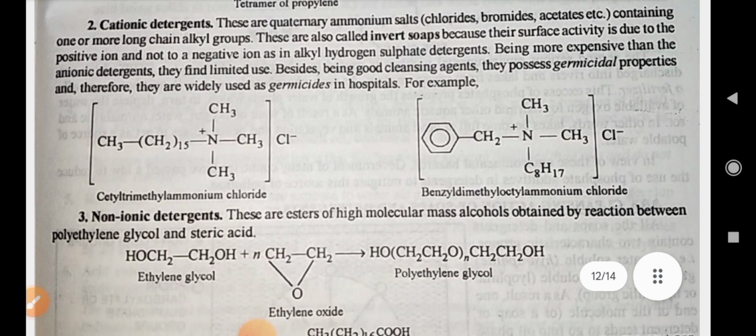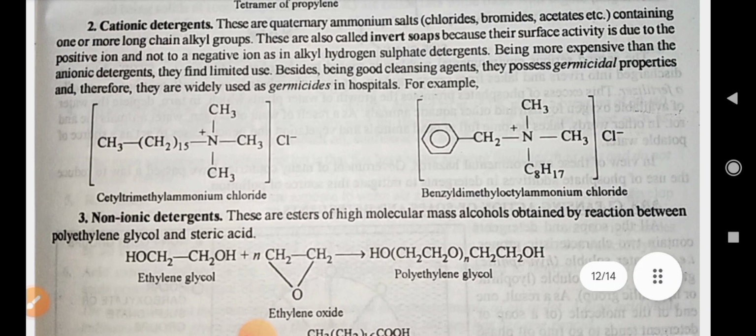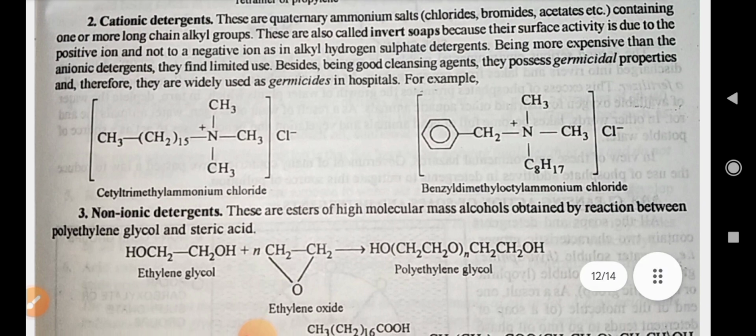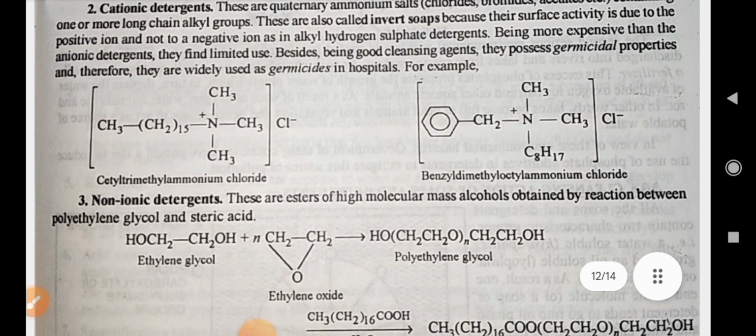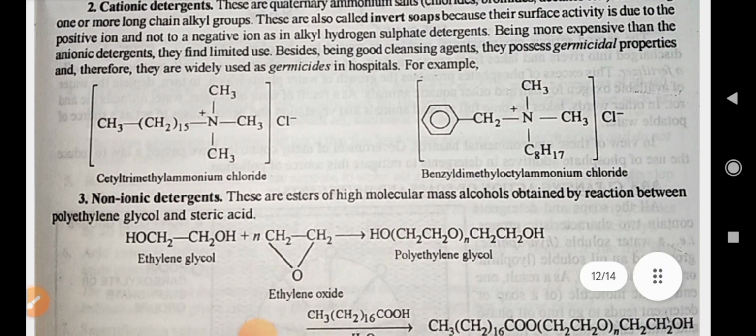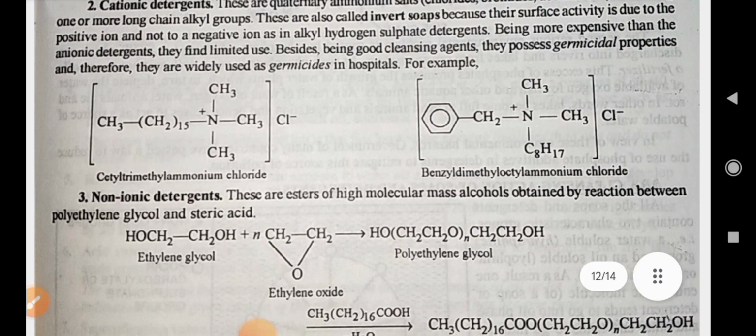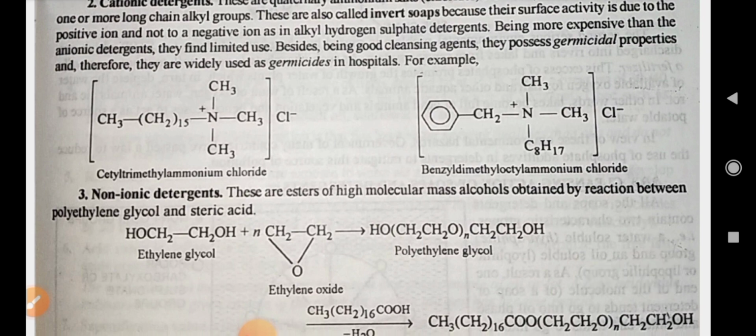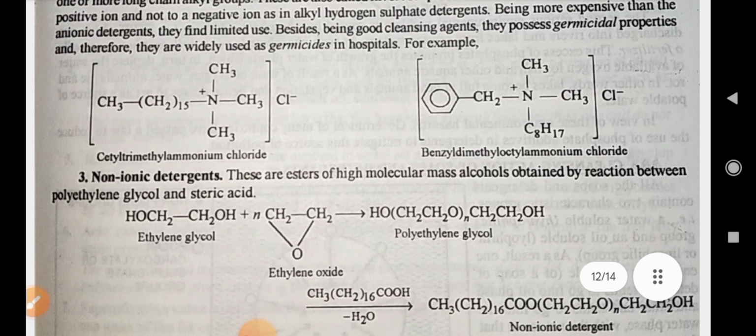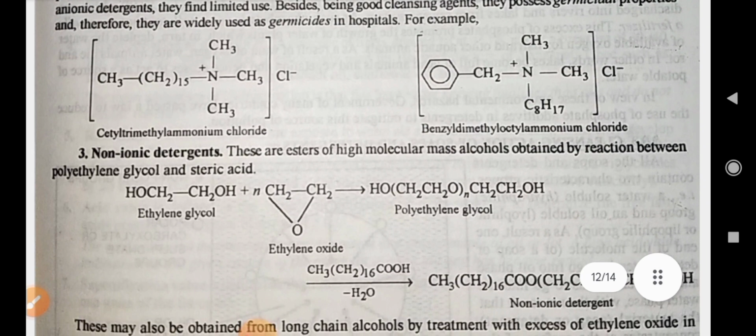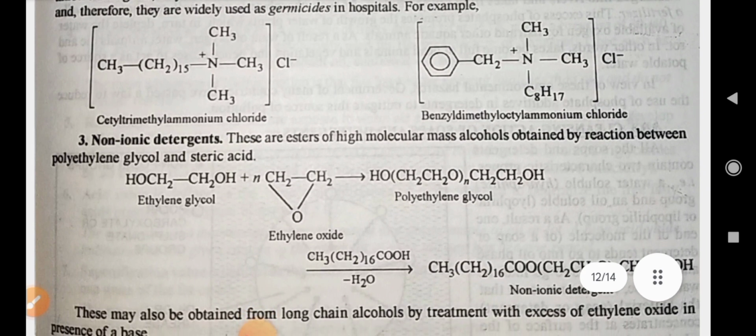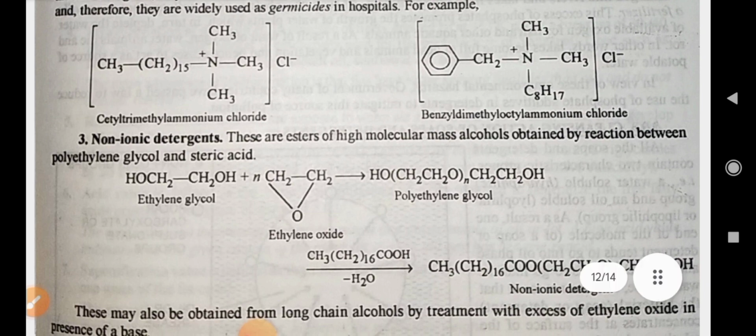Cationic detergents. These are quaternary ammonium salts containing one or more long chain alkyl groups. These are also called invert soaps because their surface activity is due to the positive ions and not to the negative ions, as in alkyl hydrogen sulfate detergents. Being more expensive than anionic detergents, they find limited use. Besides being good cleansing agents, they possess germicidal properties and therefore they are widely used as germicides in hospitals. For example, cetyl trimethyl ammonium chloride.